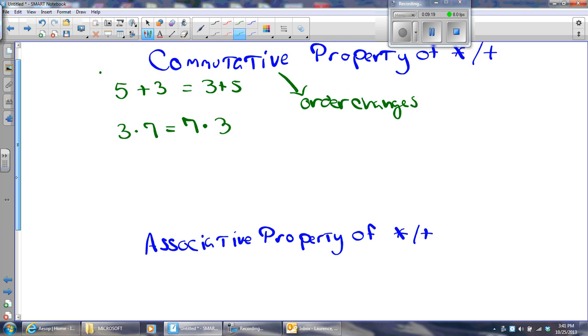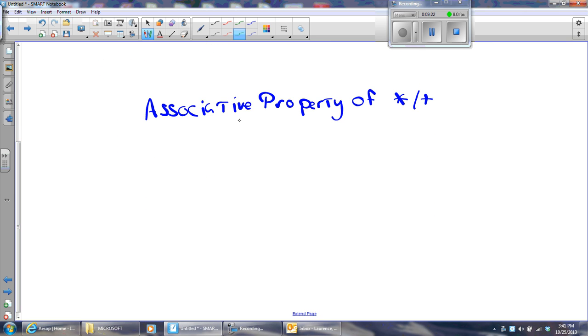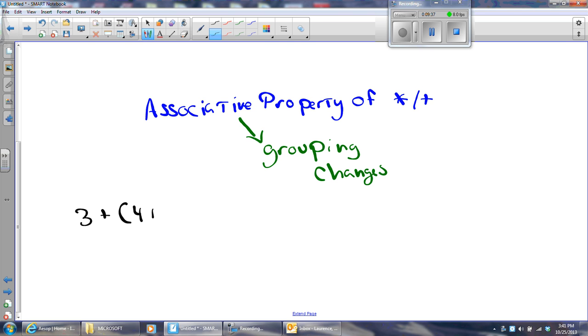All right, the associative property. This is where the grouping changes, right? Okay, so for the grouping, if I have 3 plus the quantity of 4 plus 5, that would be the same as the quantity of 3 plus 4 plus 5. Notice the 3, 4, and 5 are in the same positions. However, I've grouped the 4 and 5 together. Here I've grouped the 3 and 4 together.